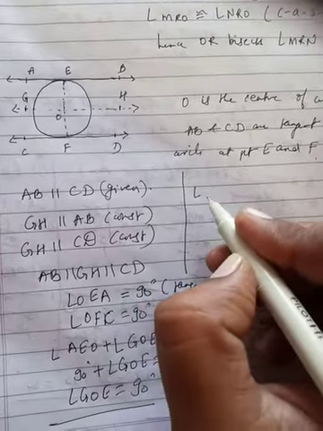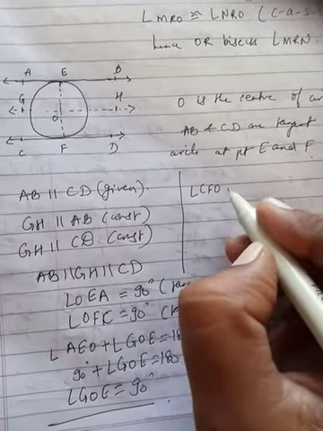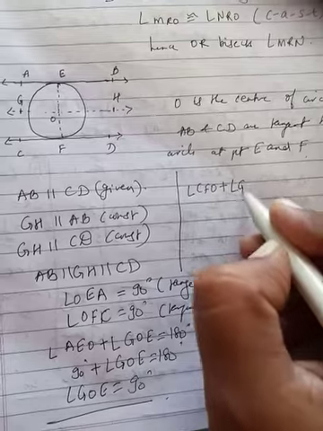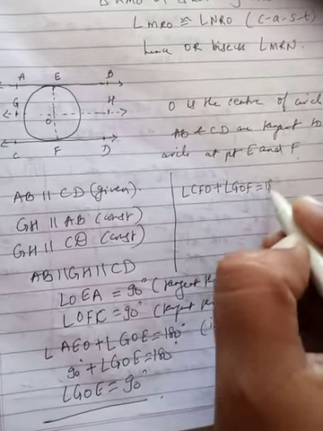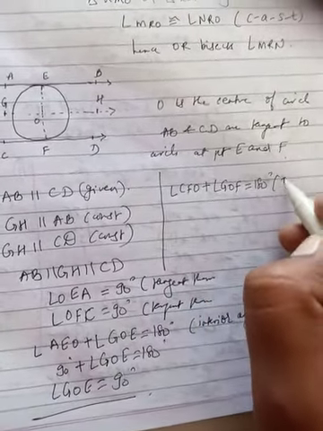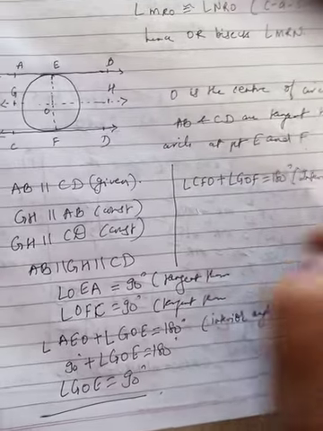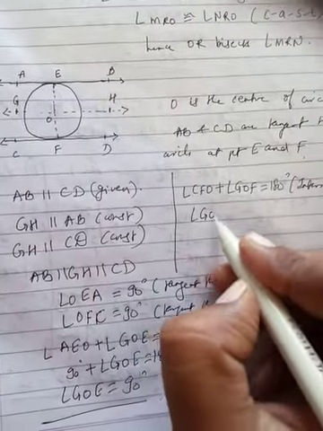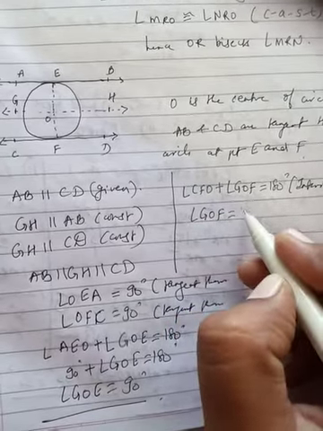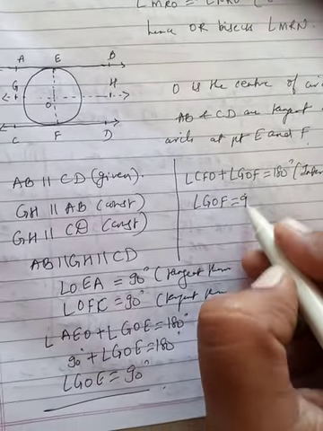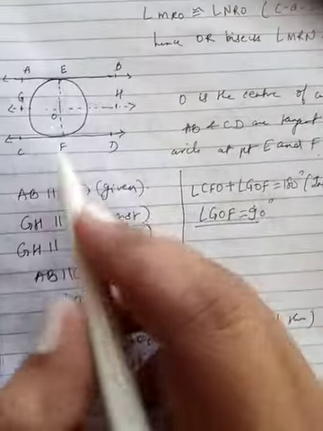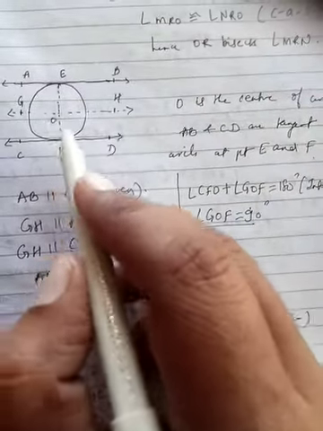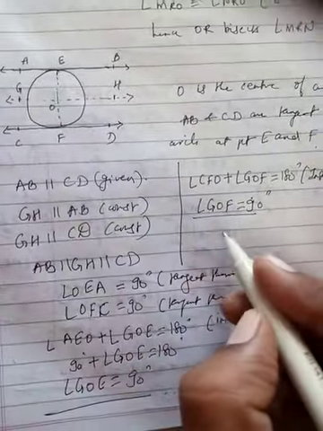Similarly, angle CFO plus angle GOF is equal to 180 degree. Reason is by interior angle theorem. Measure of angle CFO is 90, so angle GOF is also equal to 180 minus 90, that is 90. So we got GOF 90 and GOE also 90.